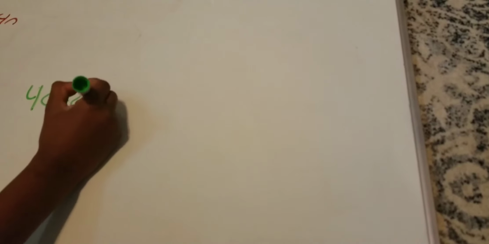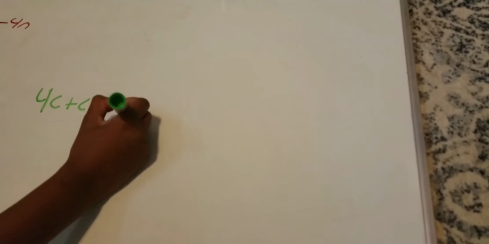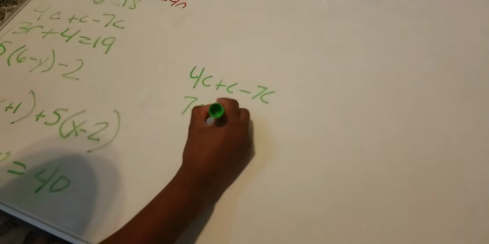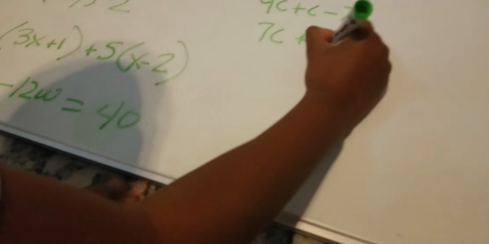4c plus c minus 7c. So let's write that problem out. 4c plus c minus 7c. First put like terms together. Very good. I was going to say, talk your problem out. I bit my tongue.